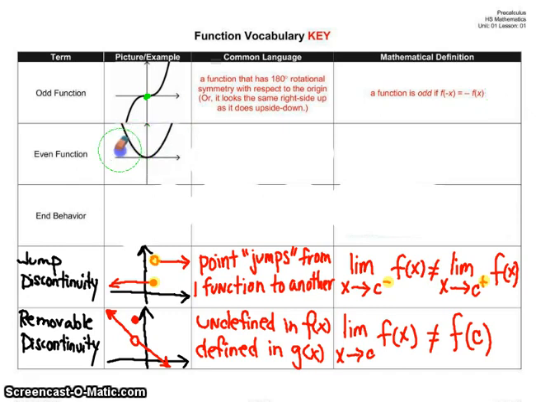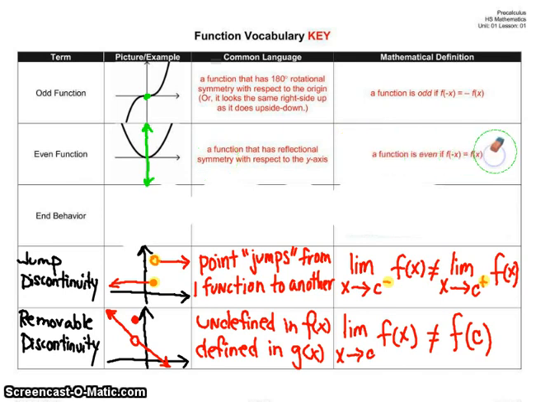An even function looks like this, and if you notice, there is a mirror or line of reflection, which is the y-axis. So in other words, if you were to fold this graph across the green line, both pieces of the graph will match up. The common language is a function that has reflectional symmetry with respect to the y-axis. And the mathematical definition is a function is even if f of negative x equals f of x.